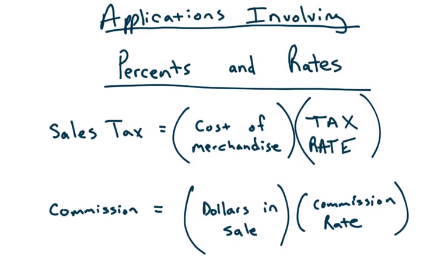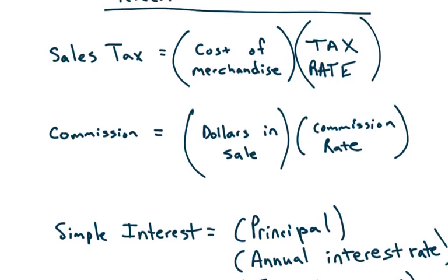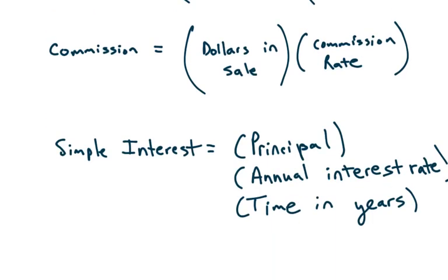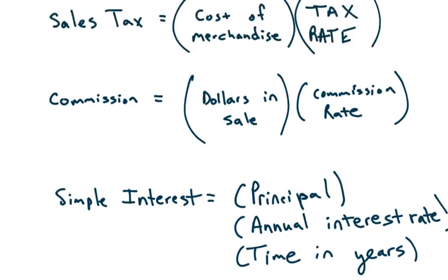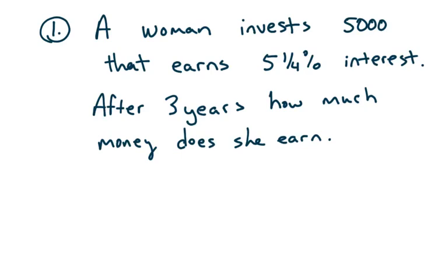Let's go to the next section. The way the book illustrates this next part, this is called Applications Involving Percents and Rates. What the book does is it gives you these formulas. It says sales tax is cost of merchandise times tax rate, commission is dollars in sales times commission rate, and simple interest is principal times annual interest rate times time in years. And we can use these formulas if you want to. I think that the better way of approaching it is just to think about it and use common sense to figure out what the answer is. So I'll try to work it out both ways, but let's tackle some of these.